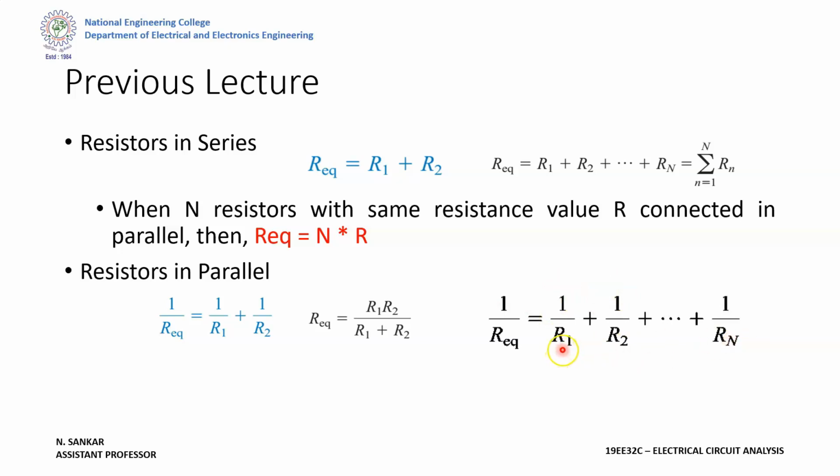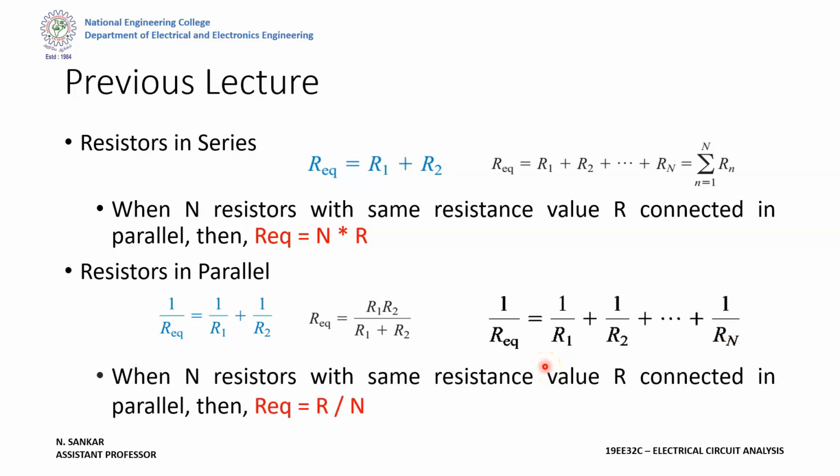If R1, R2 up to Rn are all equal, that is R1 equal to R2 equal to Rn is equal to R, then R equivalent will be given by R by n, where R is the value of the resistor and n is the number of resistors connected in parallel. These are the things we covered in our previous lecture, and we saw some example problems also.